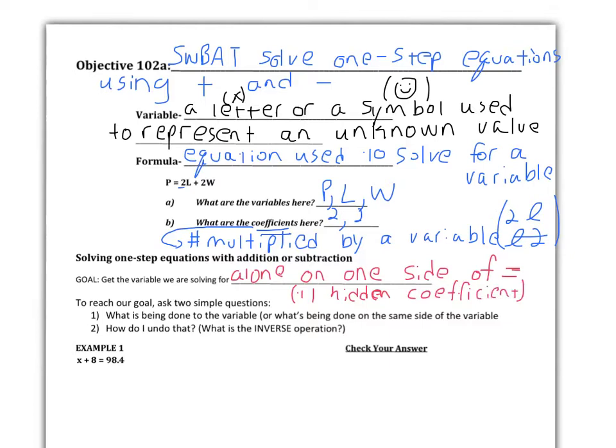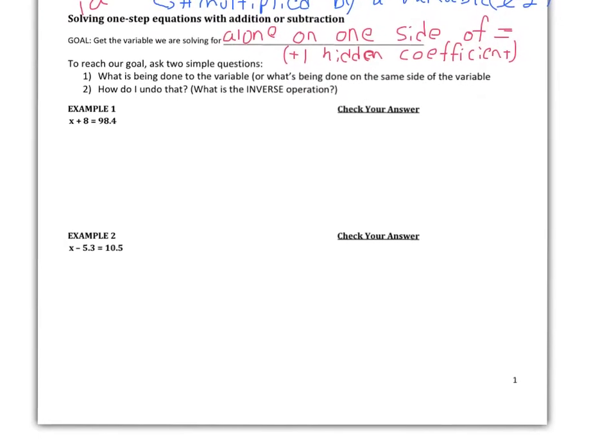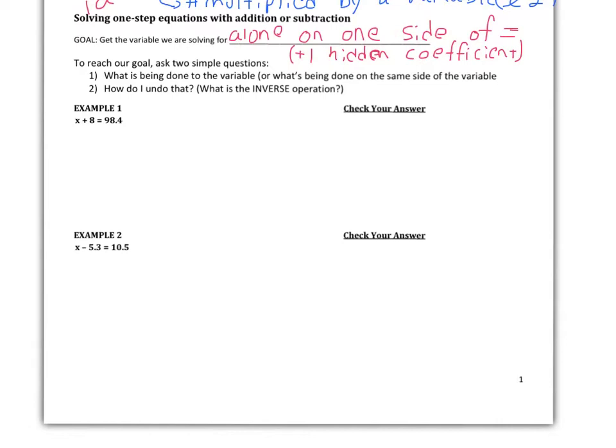So you don't have to write this next part. But if I just give you X, there's actually a number in front of X, and that's a hidden 1. If we give you A, there's a number in front of A, it's a hidden positive 1. Now, to reach our goal, this is so important. You are going to be asking yourselves these questions so much this year.